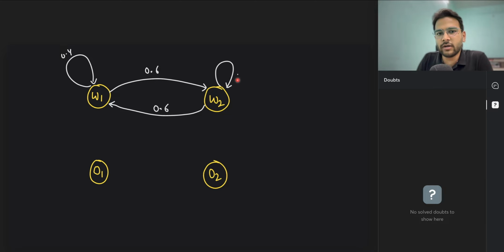Is this clear so far? Even if you don't make this, you will be able to understand clearly. Just tell me, is this clear so far to everyone? Correct? Okay.